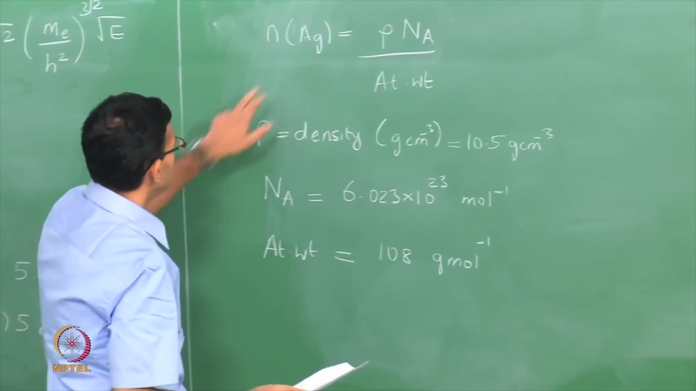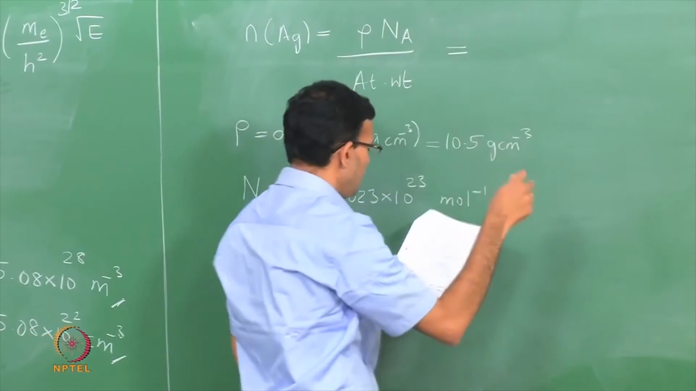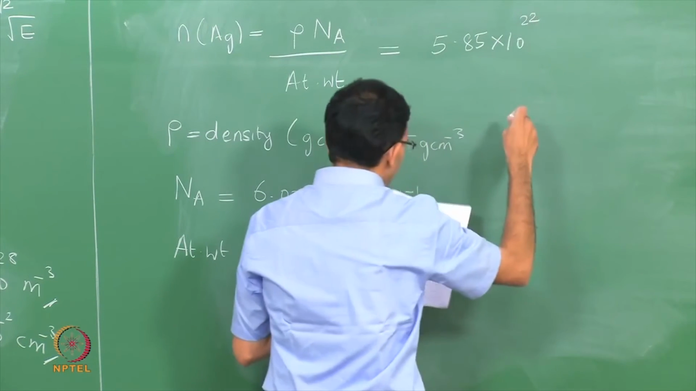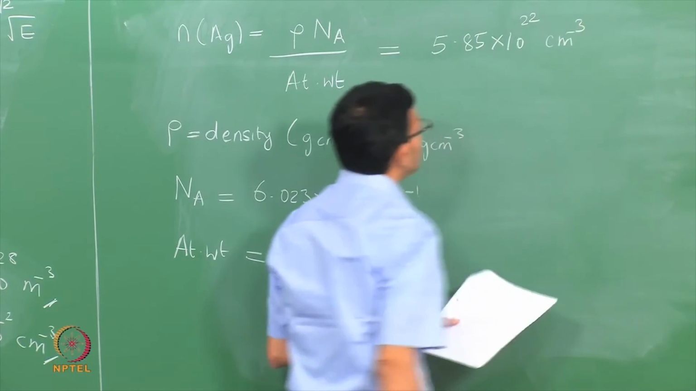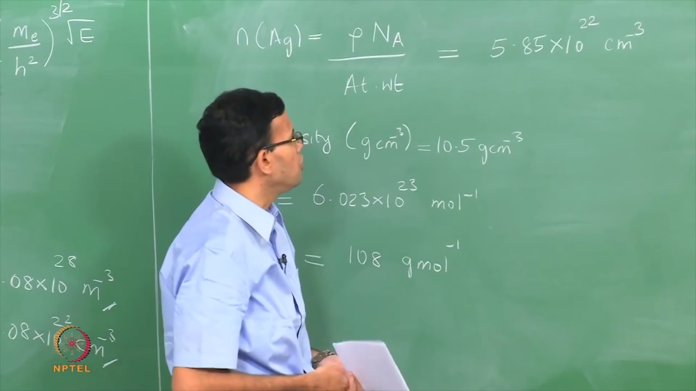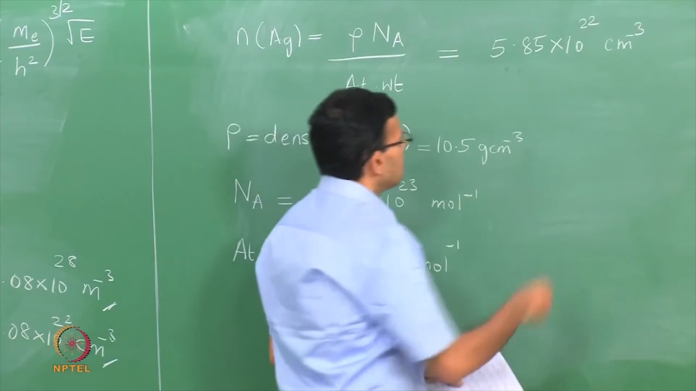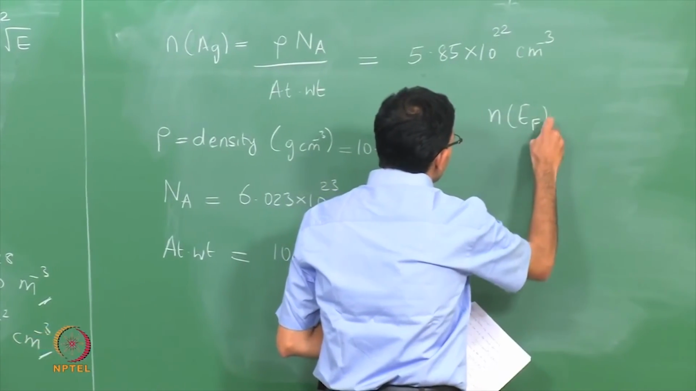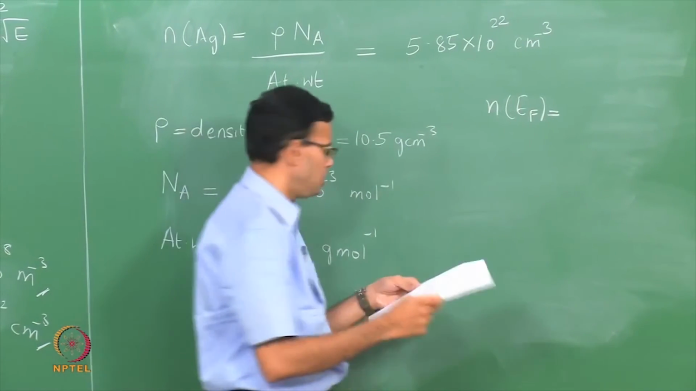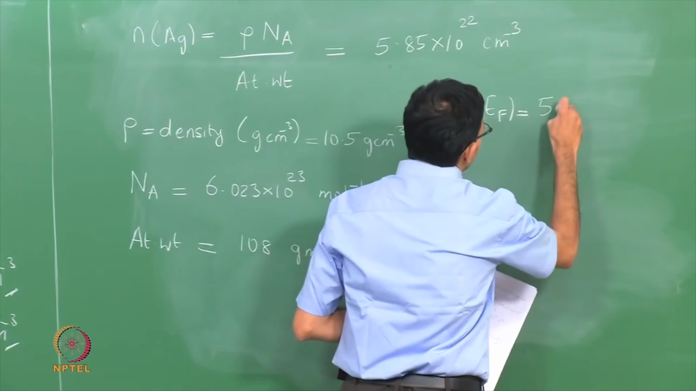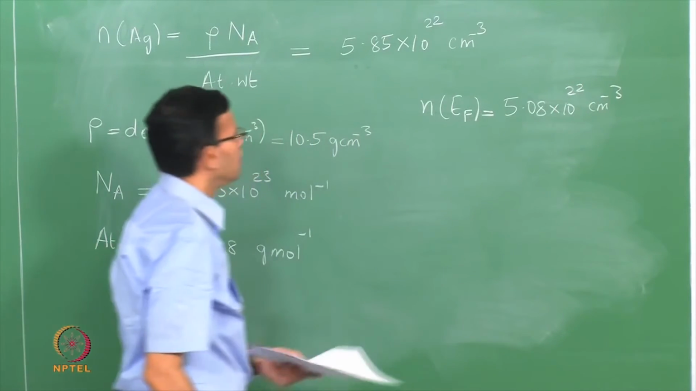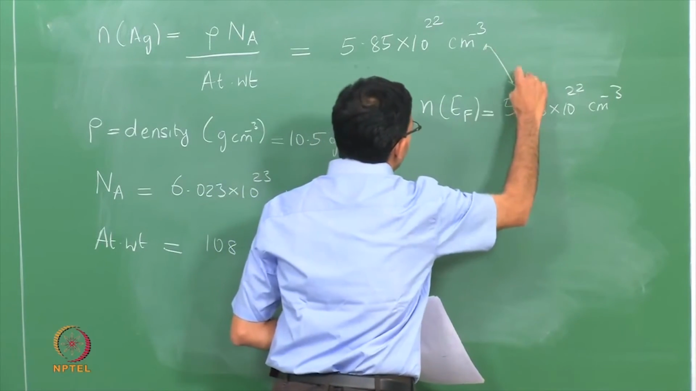You can substitute these values in this expression. So, the number of silver atoms is 5.85. So, these are the number of silver atoms. Each silver atom can donate 1 electron. So, these are the number of electrons. The number of states, which we calculated using a very simple model of a 3D solid with uniform potential, which we have written before. And we find that these two numbers are very close to each other.